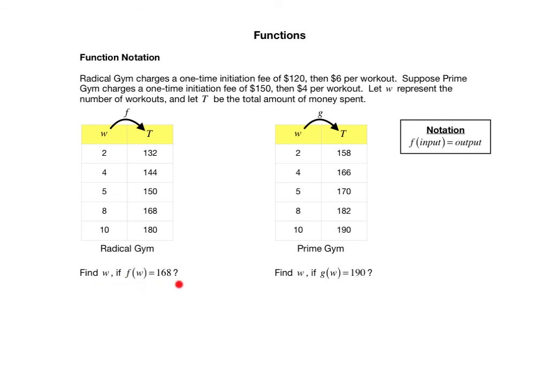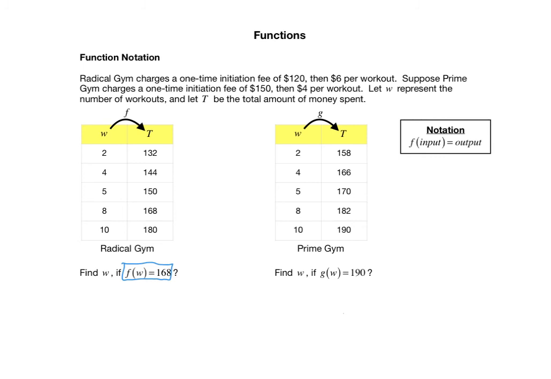We now want to answer these two questions down here. Find w if f of w equals 168. And again, here's the general notation for functions. You've got whatever the name of your function is, in this case f, you've got f of the input is equal to the output. So in this case, they want us to find w such that f of w equals 168. So is that 168 an input or an output based on this notation here? Well, the input is always next to the name of the function in parentheses. So this must be the output. So they're basically saying, what is the input when the output is 168?